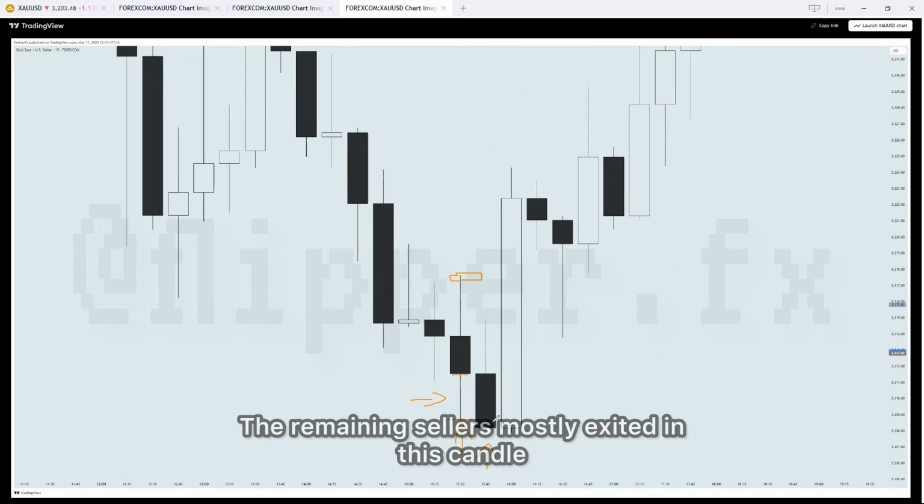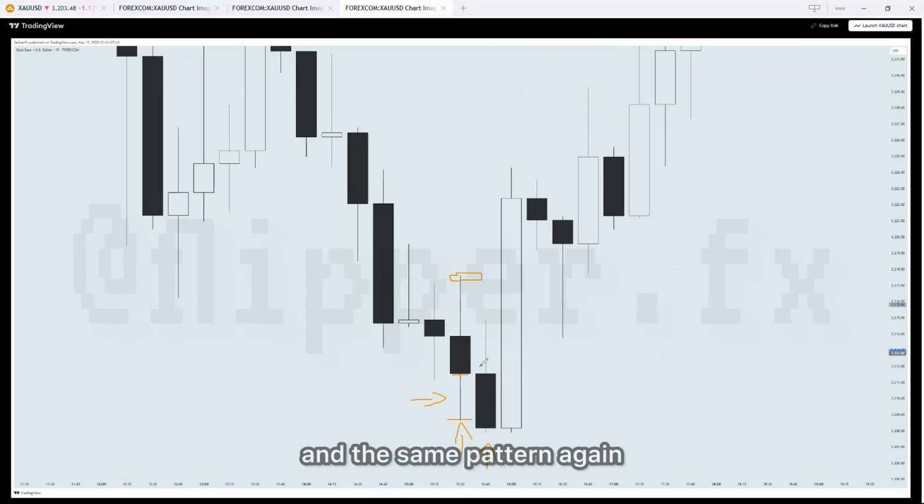The remaining sellers mostly exited in this candle, and the same pattern again. No strong wicks or break downwards. Then comes another candle. The last one closes. A new one opens. Market drops, and the remaining sellers exit. They needed a fair price, and they got it in that area.